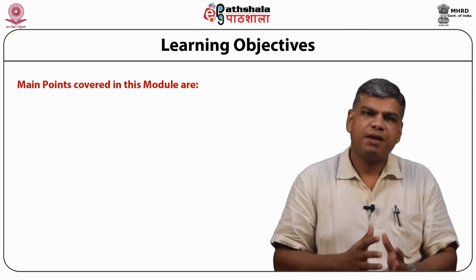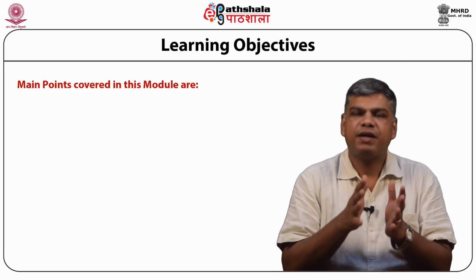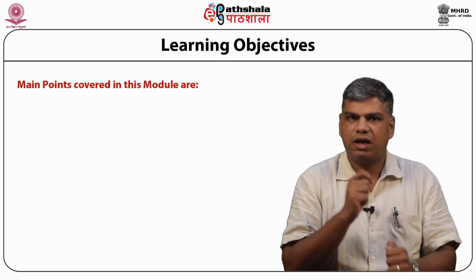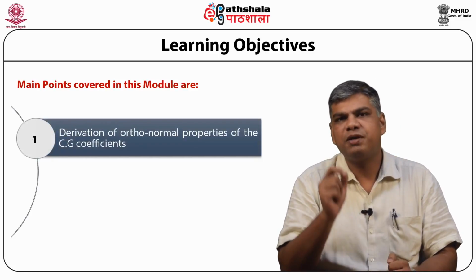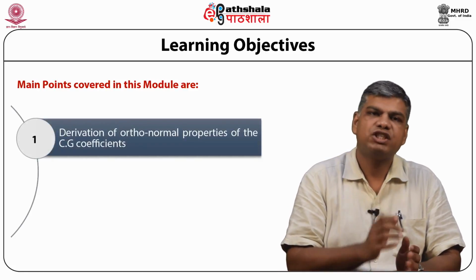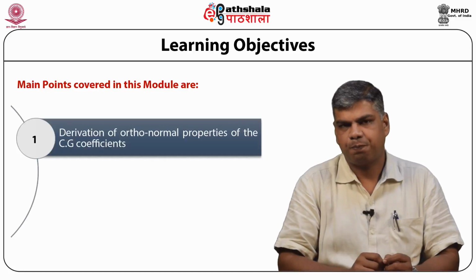Today we are going to discuss a module, the Clebsch-Gordon coefficients, under the paper Quantum Mechanics 1. The main points that we are going to cover in this module are: first, derivation of the orthonormal properties of the Clebsch-Gordon coefficients.